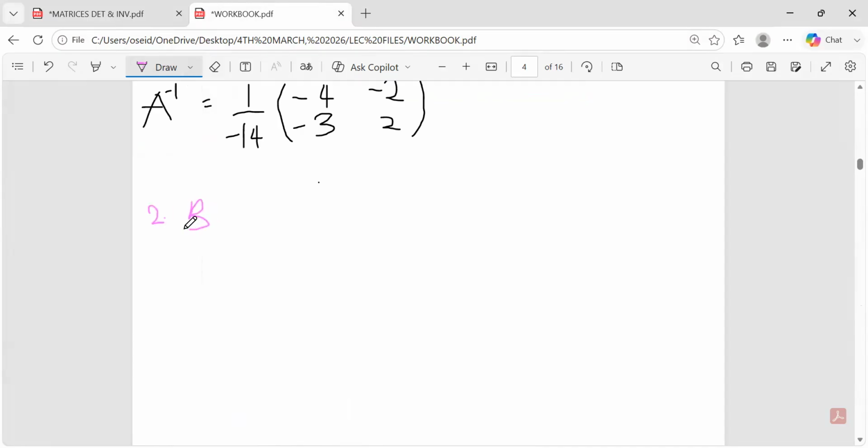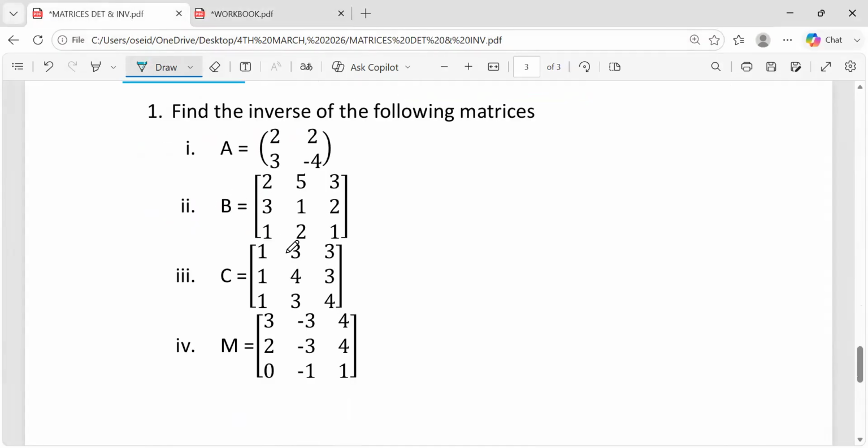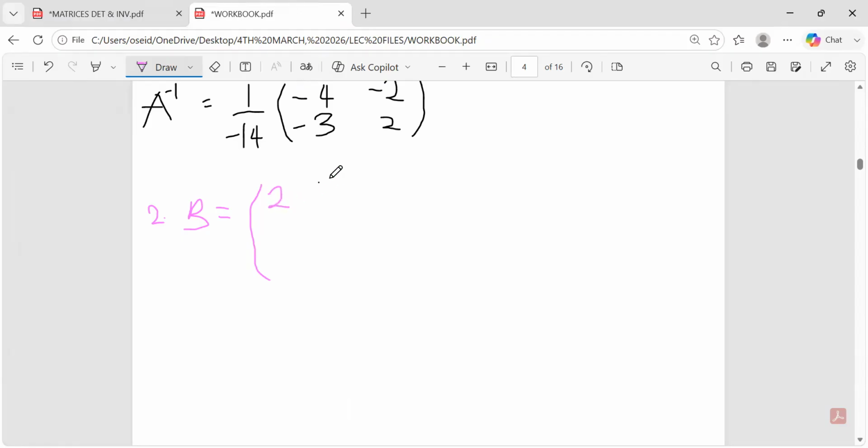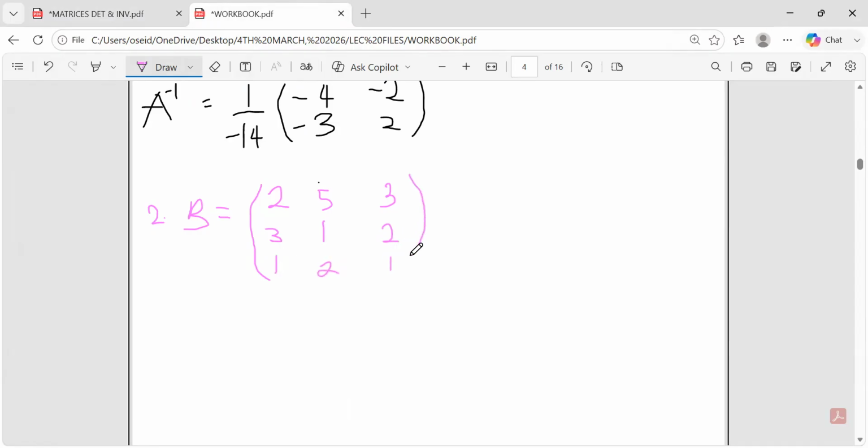Matrix P equals to, let's look at the elements: 2, 5, 3 on the first row, then 3, 1, 2 on the second row, and 1, 2, 1 on the third row.